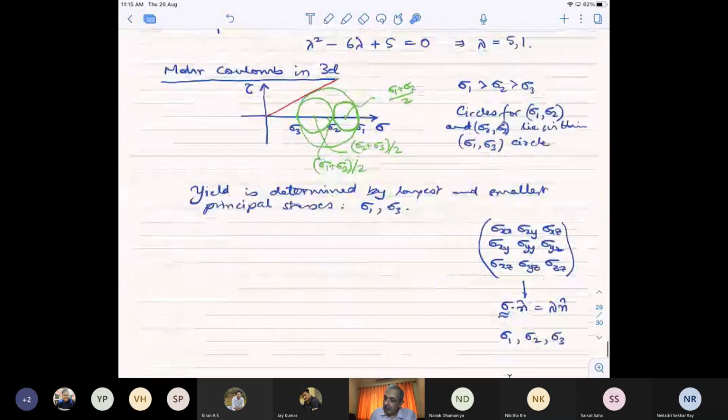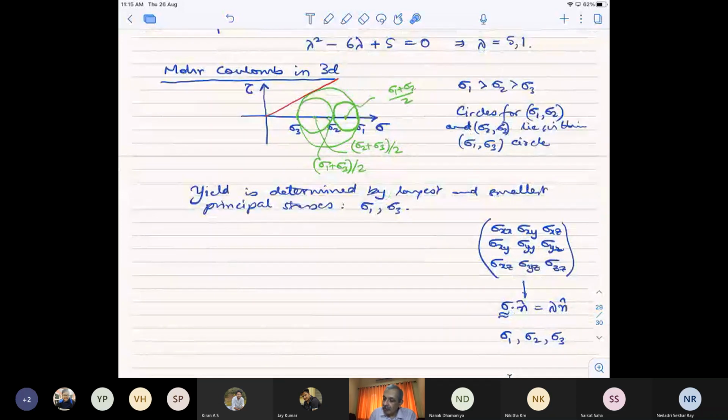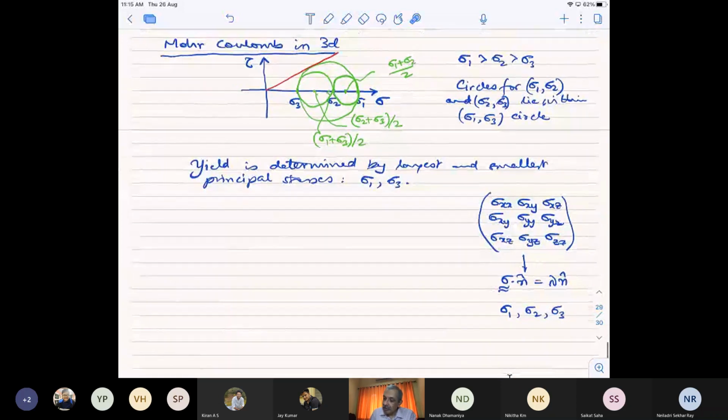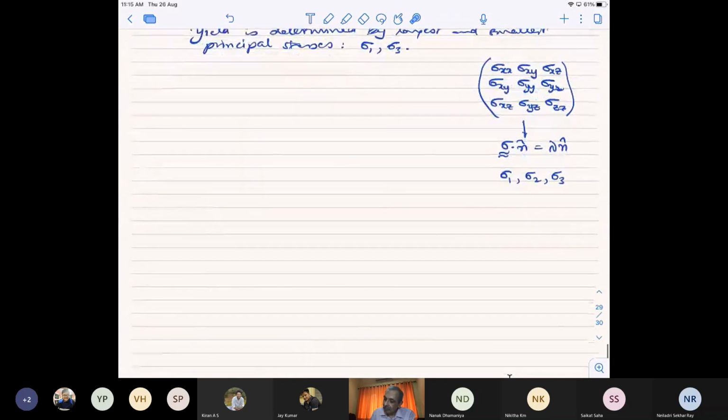And this method is nice because you can go up to 3D, and when it is 3D, you can easily apply the Mohr-Coulomb criterion by considering the largest and the smallest principal stresses, because that gives the largest circle. Okay.